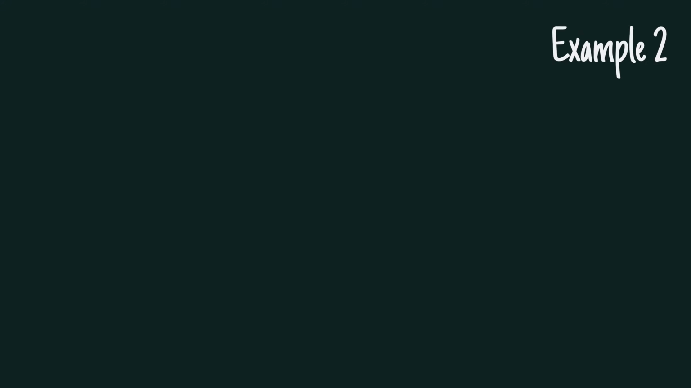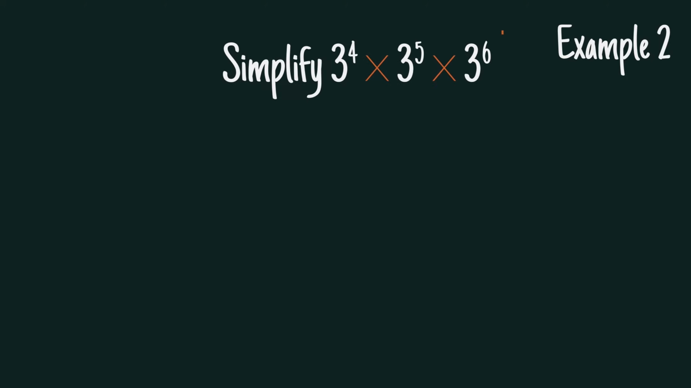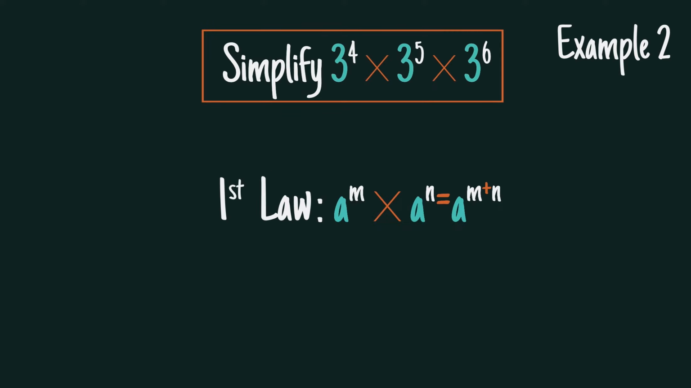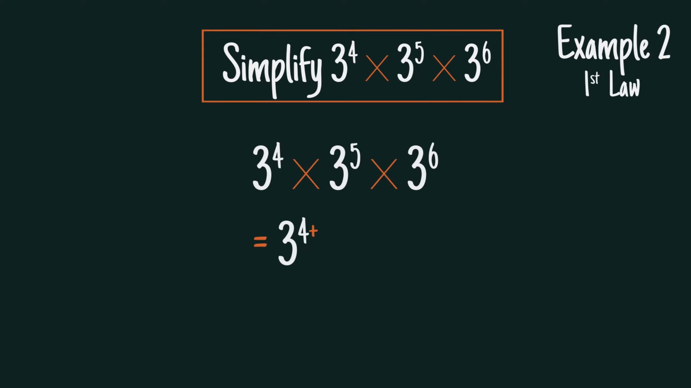The first law applies to multiple terms as well. Take this next example. In example 2, 3 to the power of 4 multiply 3 to the power of 5 multiply 3 to the power of 6. Note that the bases are also the same, just with 3 terms. Using the first law, simply add all the powers, where you get 3 to the power of 4 plus 5 plus 6, and you will get 3 to the power of 15 as the answer.